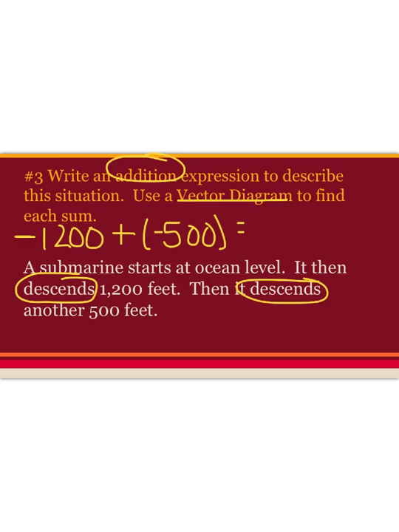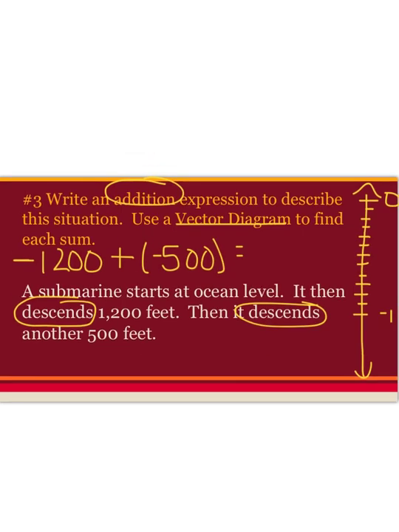All right, I'm going to try a vector diagram that's vertical this time because it just seems like it's appropriate for a submarine. And here's ocean level, that's at 0. So this is -100, 200, 300, 400, 500, 600, 700, 800, 900, 1,000, 1,100, 1,200. All right, so this is -1,200. And I went down 1,200. And that's where I'm going to start.